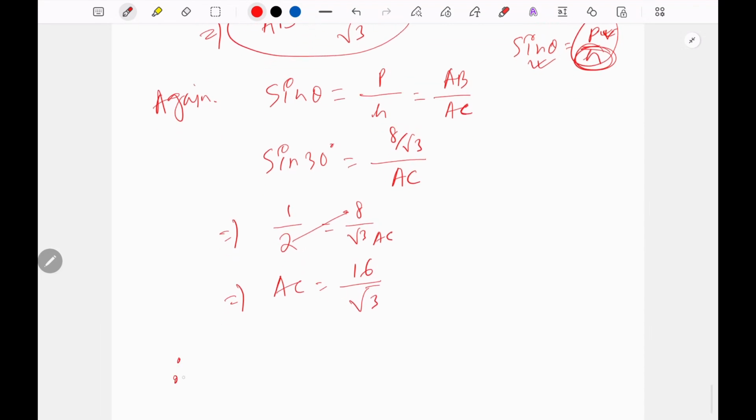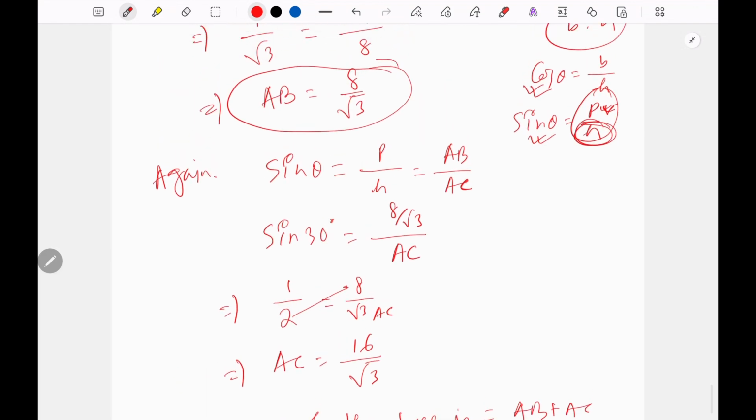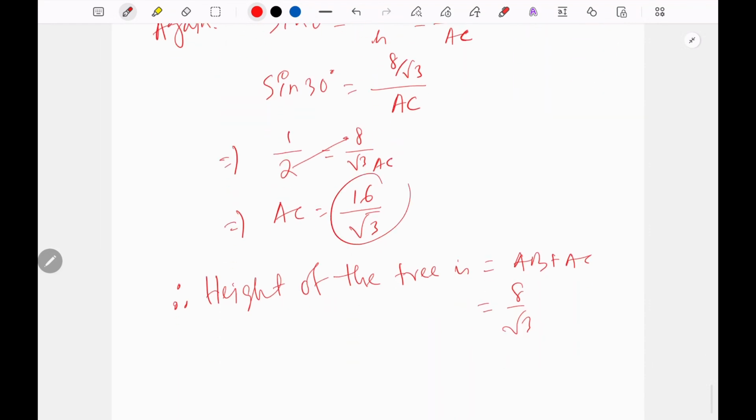So therefore the height of the tree is AB plus AC. AB is 8 by root 3 and AC is 16 by root 3. Now add these two. The LCM will be root 3, and 8 plus 16 is 24.